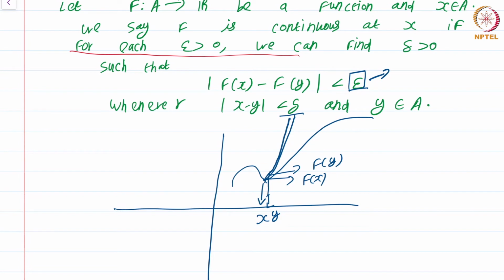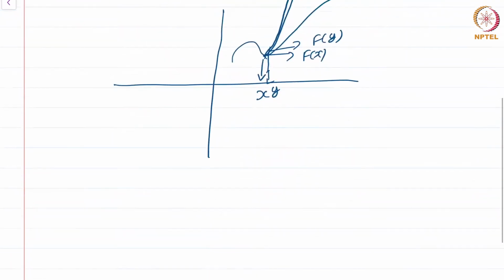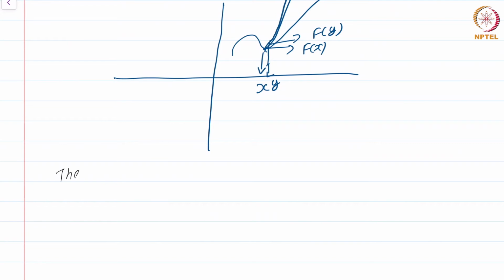So one way to view this epsilon delta definition is as a challenge. The epsilon delta challenge.